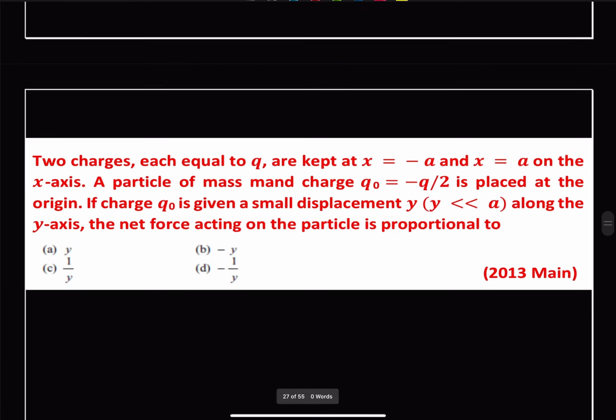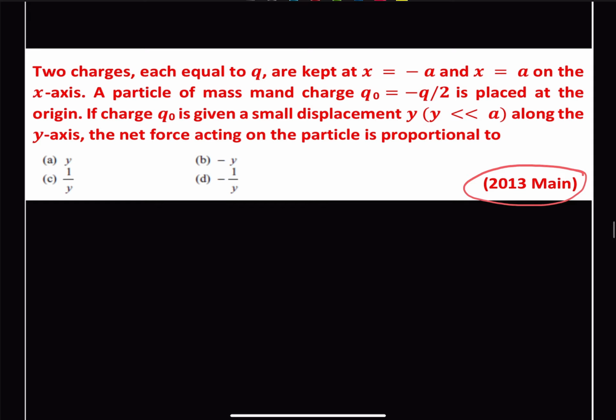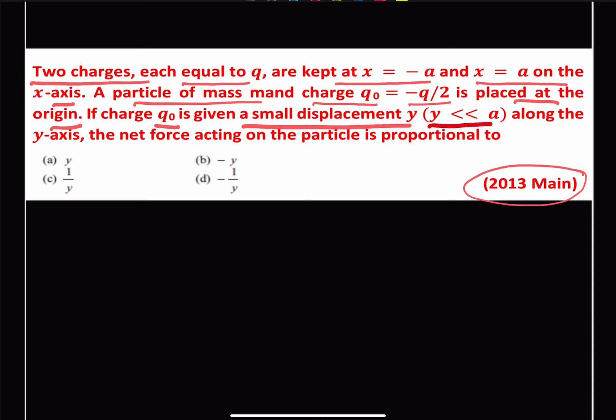Next question. It was asked in the year 2013, and it states that two charges each equal to plus q are kept at x equal to minus a and x equal to a on the x-axis. A particle of mass m and charge q naught, which is equal to minus q by 2, is placed at the origin. If the charge q naught is given a small displacement y, which is very much less than a, along the x-axis, the net force acting on the particle is proportional to.